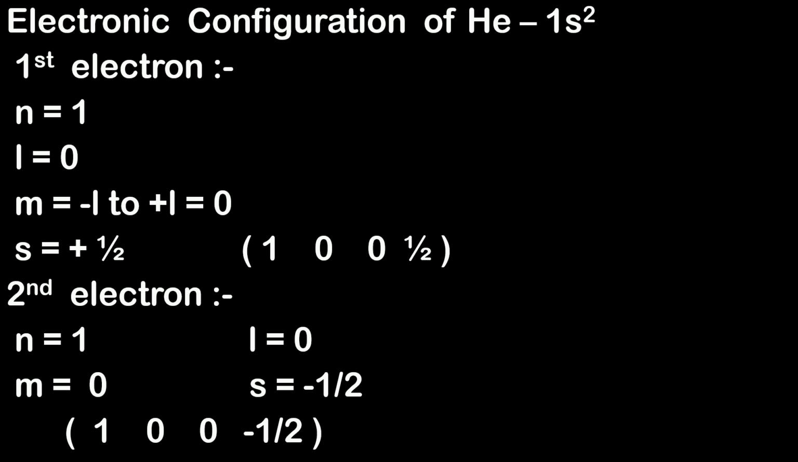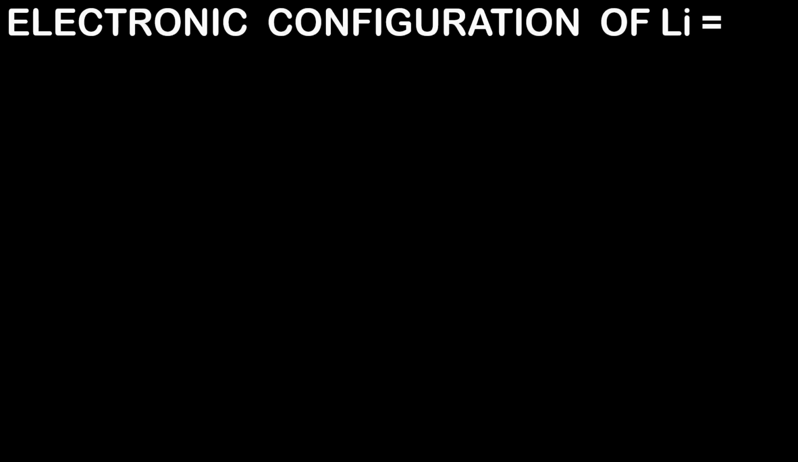Okay, so now let us take the example of lithium. As we all know, inside a lithium there are three electrons. So obviously the electronic configuration of lithium is 1s² 2s¹. So can I say that inside 1s there are two electrons and inside 2s there is one electron?